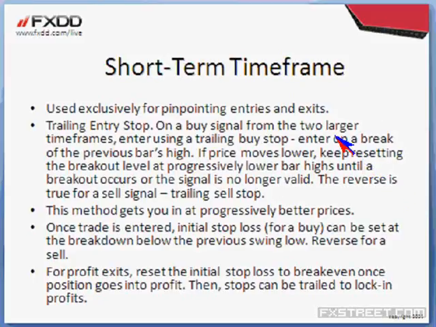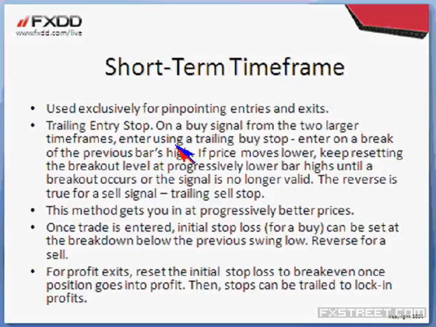I'm looking exclusively for pinpointing entries and exits. How do I do this? I'm using what we call a trailing entry stop, and this is a manually trailing entry stop. Okay, what is an entry stop? To the upside, if you want to get in on a stop order, it's above you. If you want to get in on the downside on a short, then the stop order, the sell stop, is below you, below the current price.